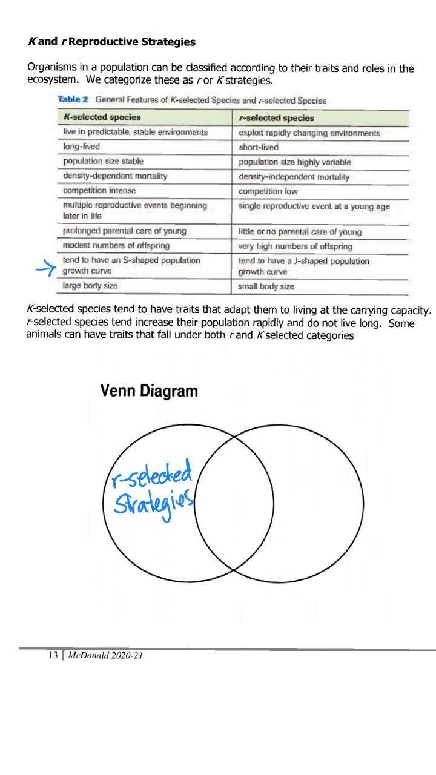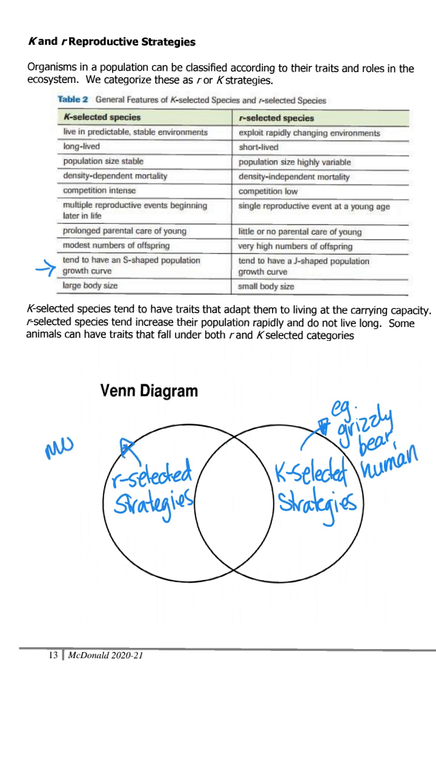and K-selected strategies in organisms. The grizzly bear and the human probably sit very much on this K-selected side. Your mosquitoes probably sit very nicely on this R-selected side. But let's look at something like a sea turtle. A sea turtle lays, let's say, 82 eggs a sitting, and they live about 65 years.